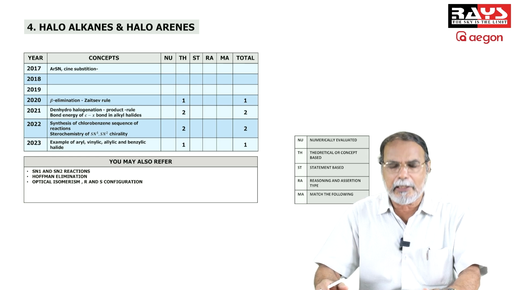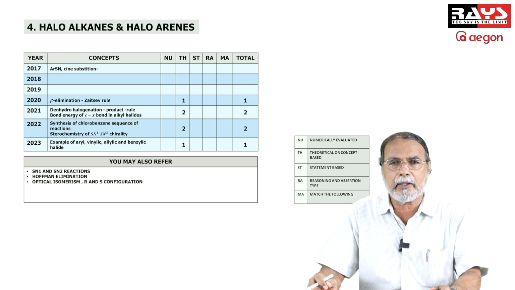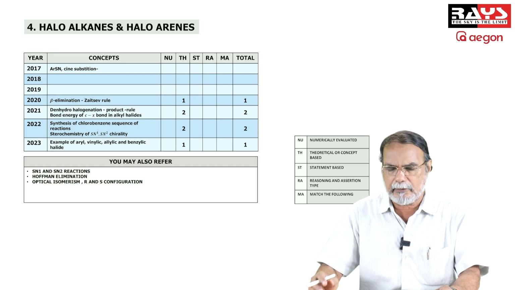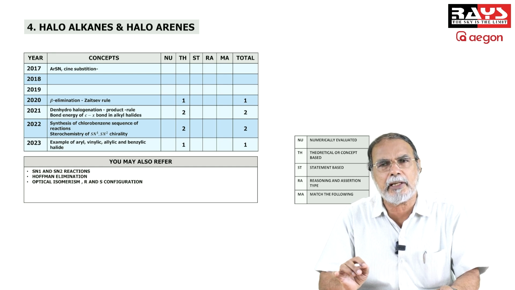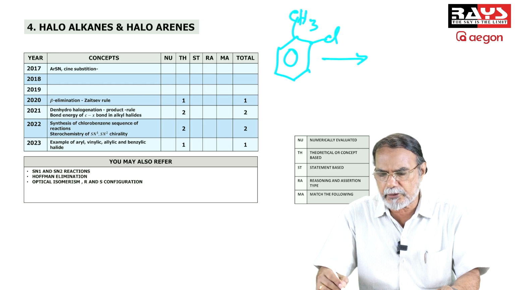Okay, now coming to haloalkanes and haloarenes, this chapter in organic chemistry. In 2017, there was a question on aromatic nucleophilic substitution, and another question on cine substitution, which is not usually discussed that much in connection with the syllabus. However, this particular case of cine substitution, C-I-N-E, the typical example is the reaction of this compound, say a chlorotoluene, with liquid ammonia and sodamide.